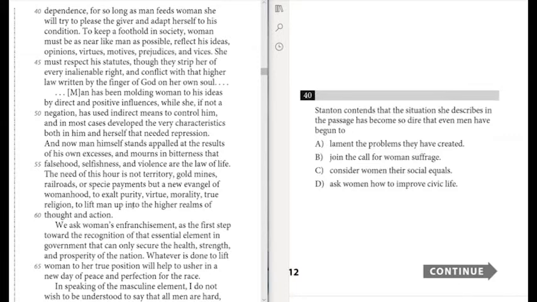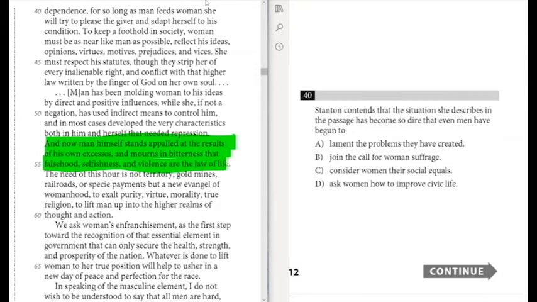Question 40. Stanton contends that the situation she describes in the passage has become so dire that even men have begun to do what? Well, there's enough of a description in the question itself for us to really know what to look for when we're speed reading through the passage, looking for a quote that fits. The quote that works is right here on line 53.